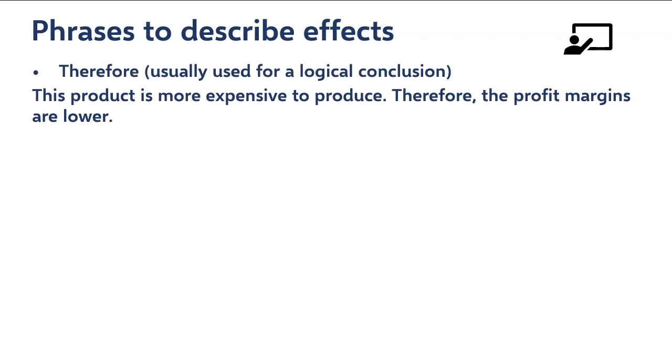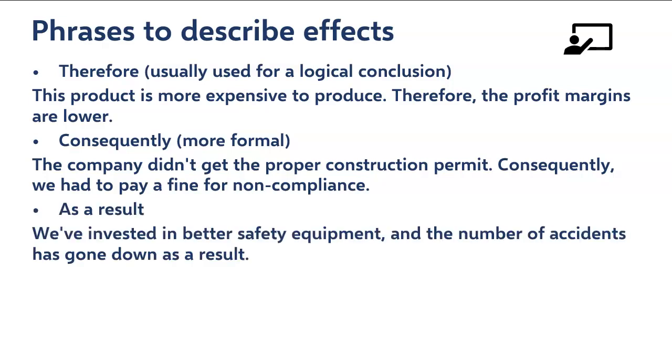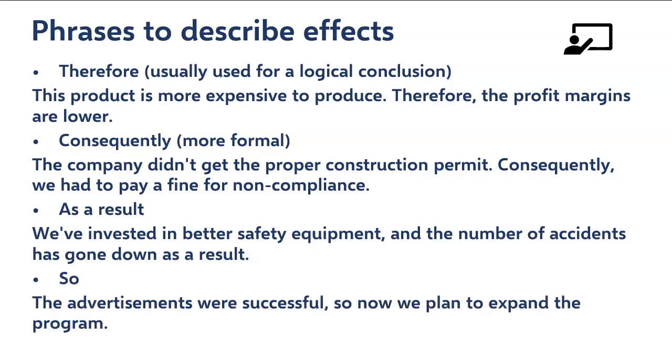Therefore, this product is more expensive to produce. Therefore, the profit margins are lower. Consequently, which is more formal, the company didn't get the proper construction permit. Consequently, we had to pay a fine for the non-compliance. As a result, we've invested in better safety equipment and the number of accidents has gone down as a result. So, the advertisement was so successful, so now we plan to expand the program. So these are some of the phrases and words which you can use to describe effects.